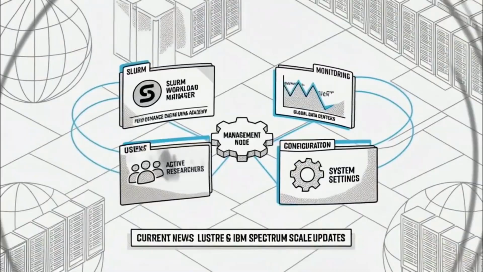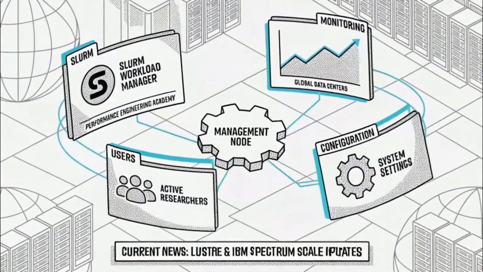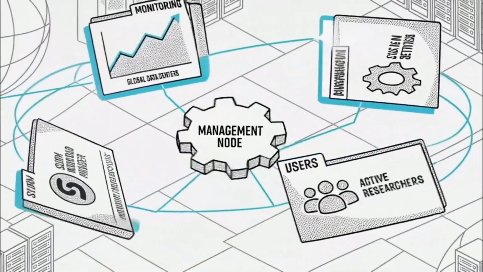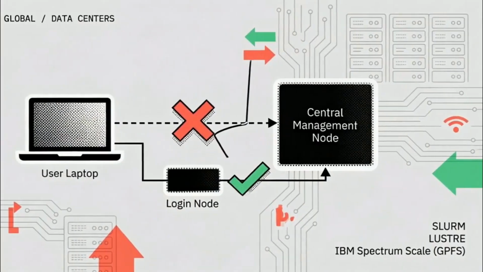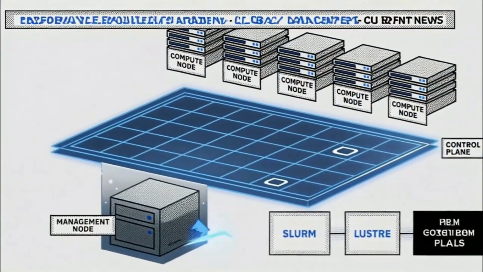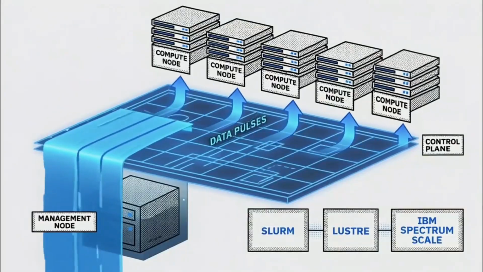It hosts the Slurm daemon, the monitoring infrastructure, the user management tools, and the configuration management system that keeps all other nodes in sync. Users never connect to the management node directly. It operates as the cluster's control plane, running continuously behind the scenes to keep the entire system functioning.